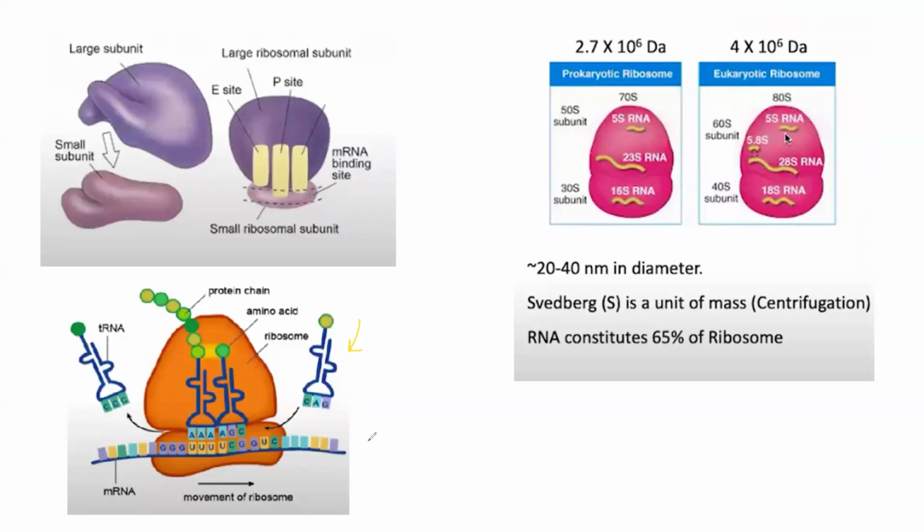Can you tell what the DA means? What is DA? Where is DA? 2.7 into 10 to the power 6. DA actually means Dalton. So it's actually a unit of molecular weight. For example, in case of proteins, you will come across kilodaltons. Yeah, so it's basically a unit of molecular weight.